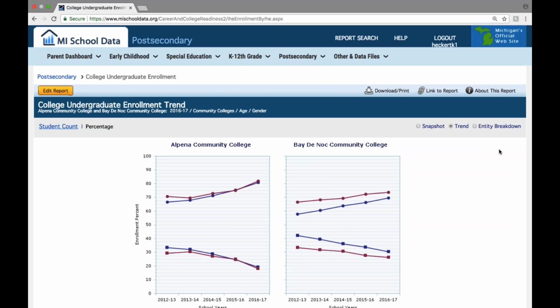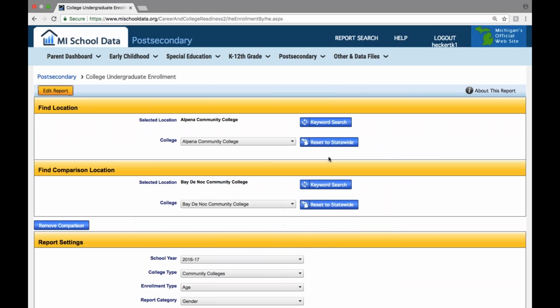Now, entity breakdown, this one is essentially showing the relationship between your selected IHE, community colleges as a whole, and then the entire state of Michigan. I have to go back to statewide in order to really get a good feel for the entity breakdown. So excuse me as I go back to my report settings.